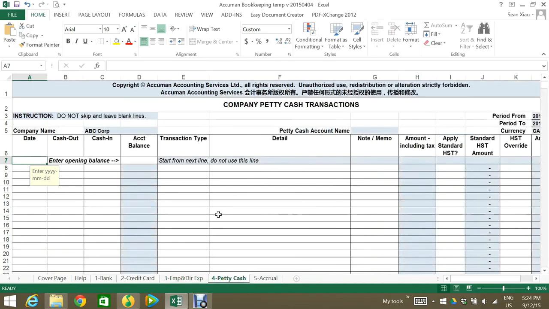And then the next one is the petty cash. It's for some small clients, such as a restaurant. They have lots of transactions in cash. So those transactions are not recorded in either the bank statement or the company credit card. So this is the place where you'll keep track of all those cash transactions.